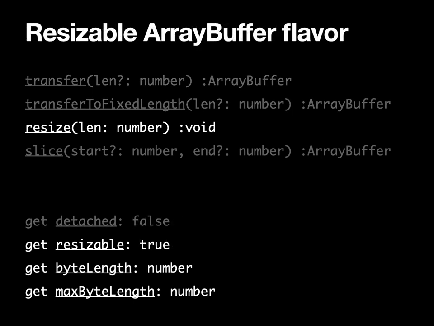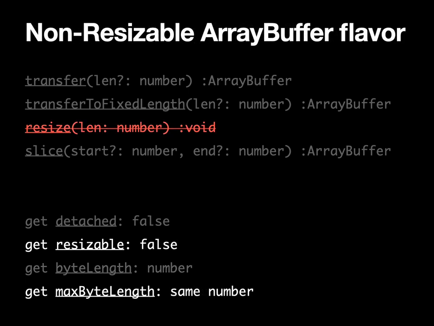There's the resizable array buffer, for which the interesting operation is resize. It's identified with resizable being true. And interestingly, it has both a byte length and a max byte length, which can be different in that the max byte length is what you pre-allocate, where the byte length can grow up to that limit. Transfer to fixed length creates something that's less mutable than a resizable array buffer, in that the size is no longer mutable.